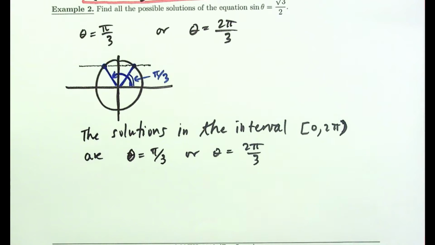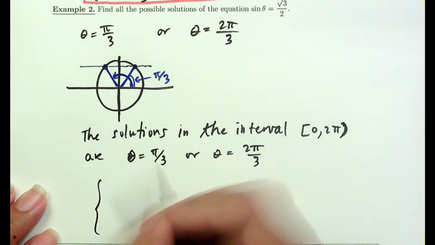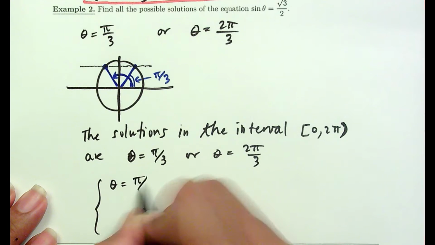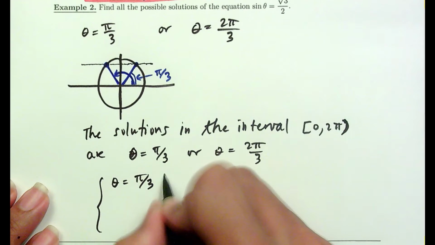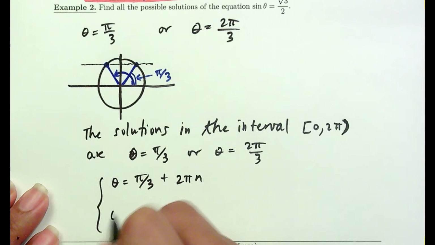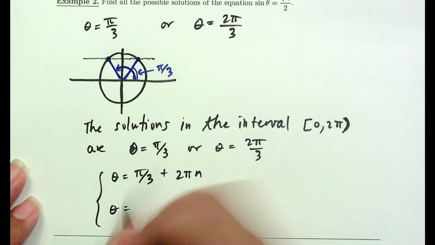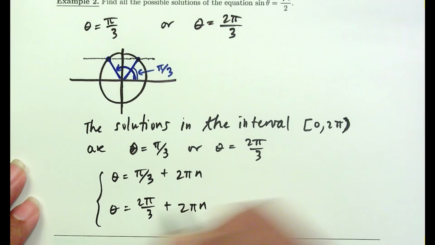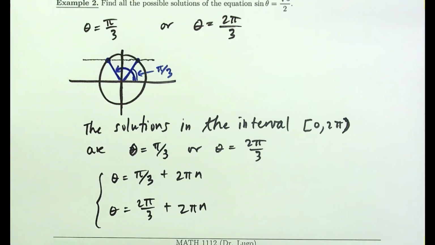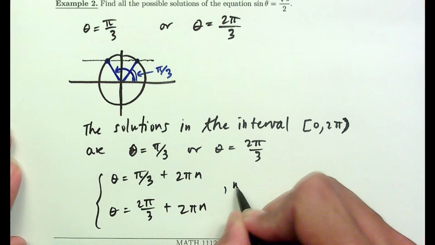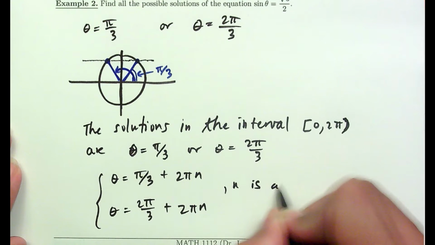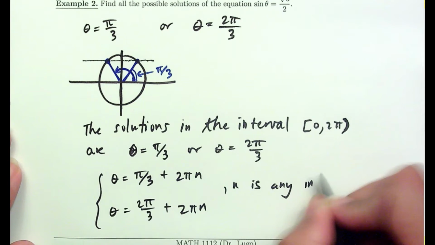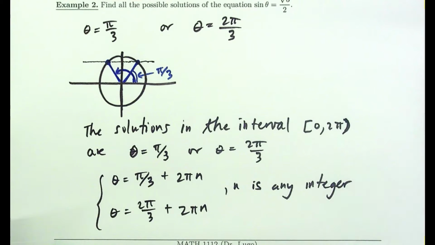So all you have to do then is take these two and add 2 pi n, and that would be the end. So take each of these and add 2 pi n. So pi over 3 plus 2 pi n, and do the same for the other one. 2 pi over 3 plus 2 pi n. And we're done. Okay? n again is any integer, positive or negative or 0. That's the end.